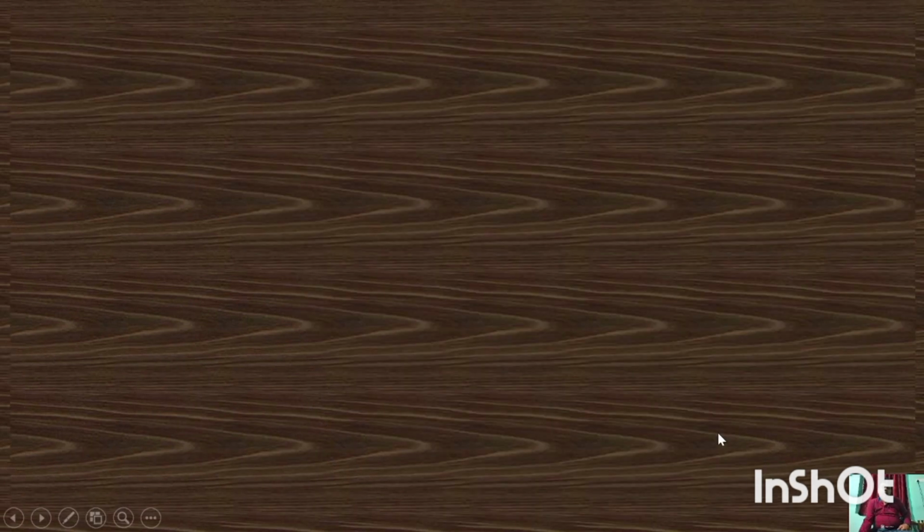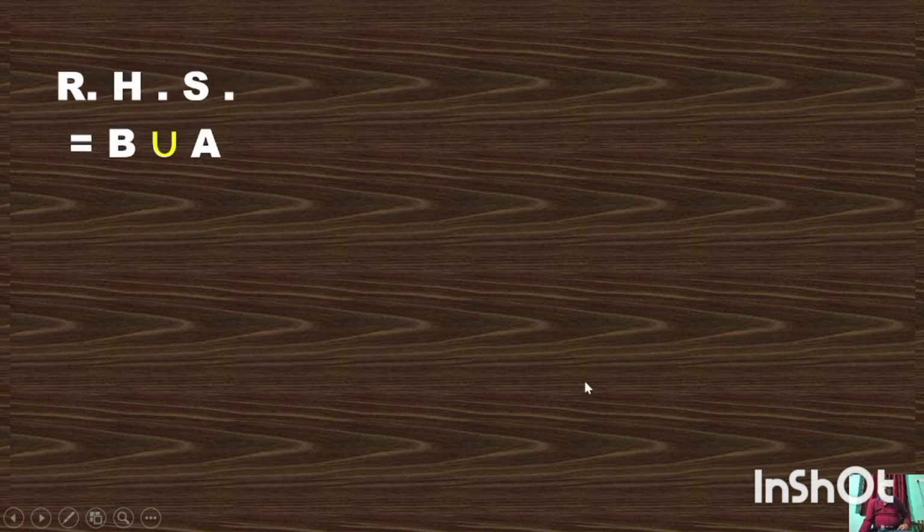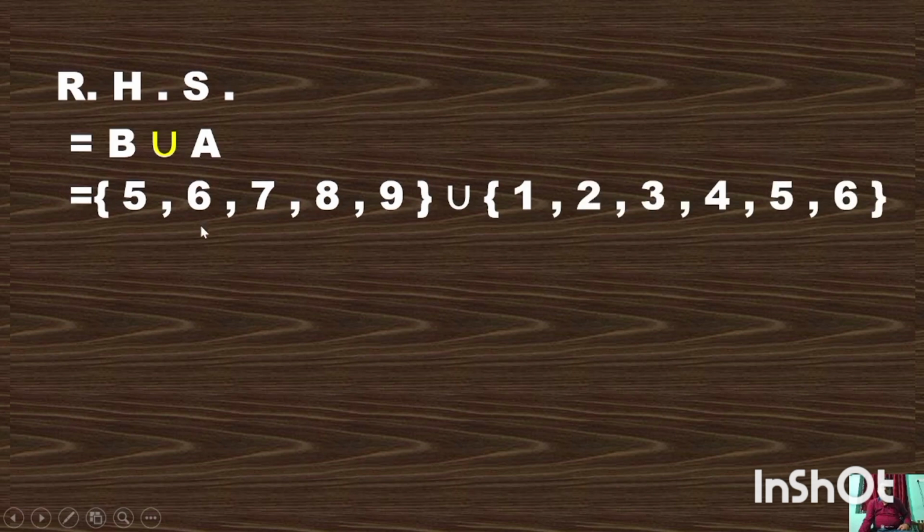Similarly, we have to find the right hand side, B union A. Here the first set is B, the second set is A. So you have to write the first set B. The elements of the first set B are what? 5, 6, 7, 8, 9, union the second set 1, 2, 3, 4, 5, 6.